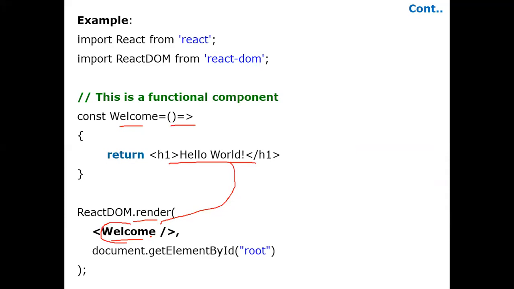How will it be called? Once the render has called welcome, it goes to this function, executes it, and returns something, hello world, back over here. The output will come as hello world. This hello world will be displayed in the index.html in the place of the ID we are using, which is root.